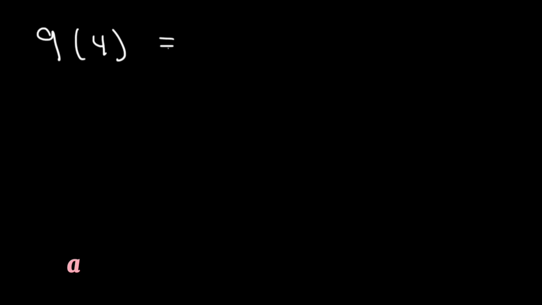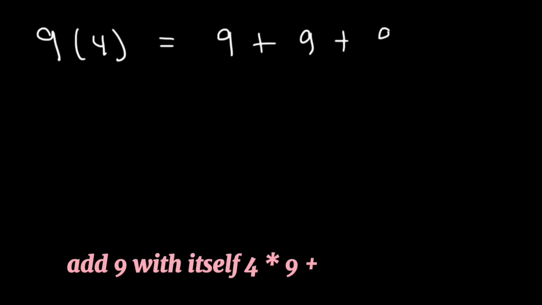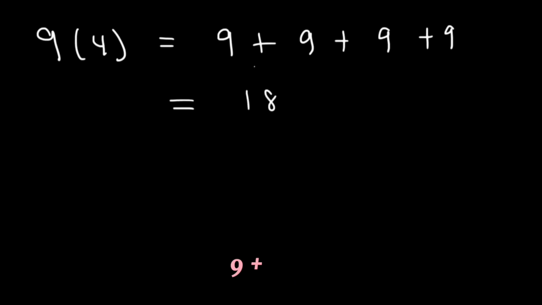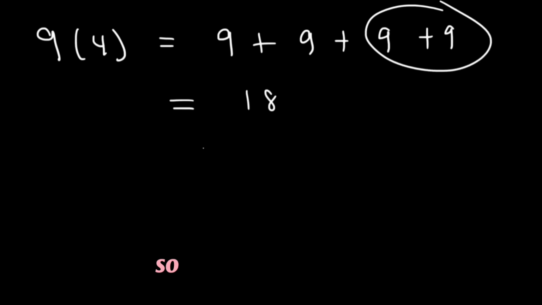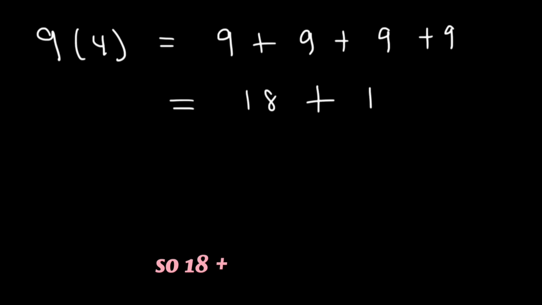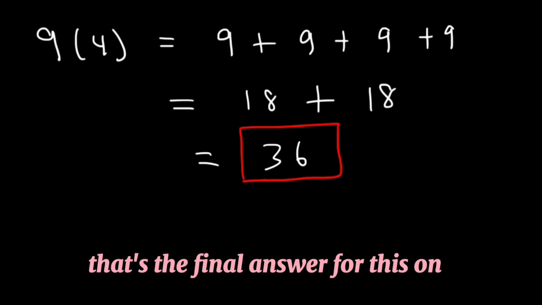What about 9 times 4? Add 9 with itself 4 times: 9 plus 9 plus 9 plus 9. 9 plus 9 is 18, and the other two 9s make 18. So 18 plus 18 provides 36. That's the final answer for this one.